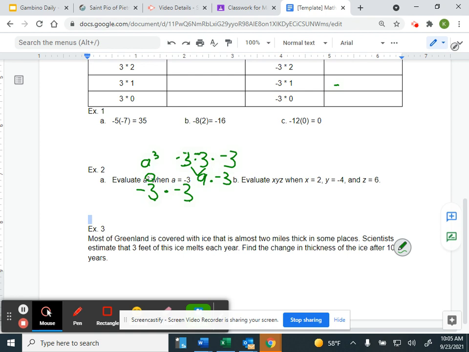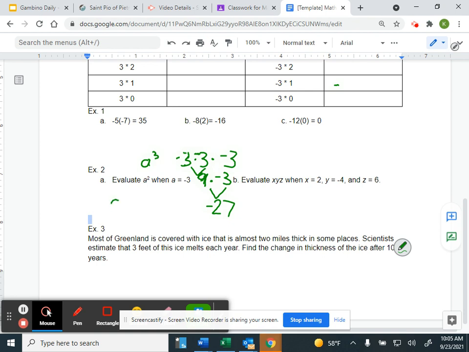Negative 9? Wait. Positive 9 times negative 3. I thought we were doing that negative 3 times negative. Positive 9 times negative 3. Negative. Negative 27. Yes.